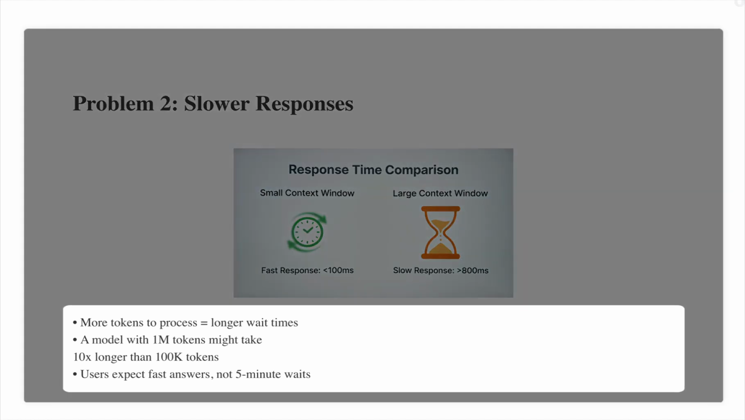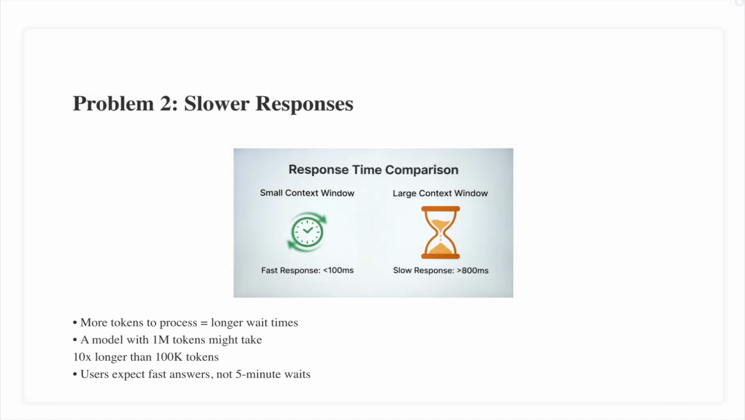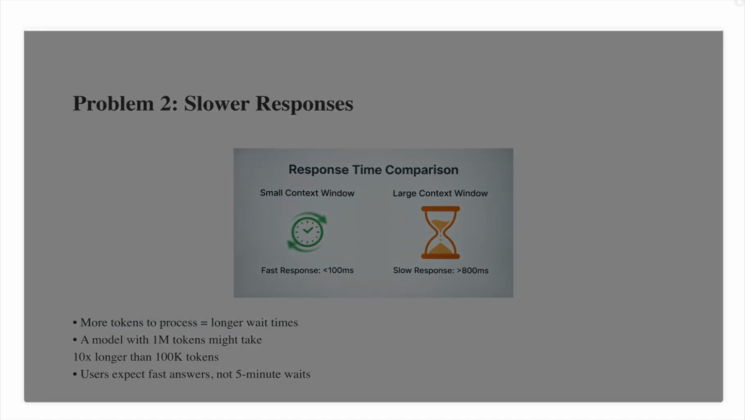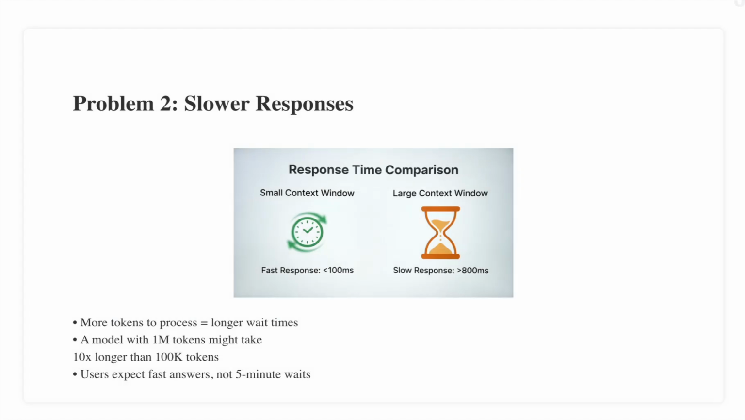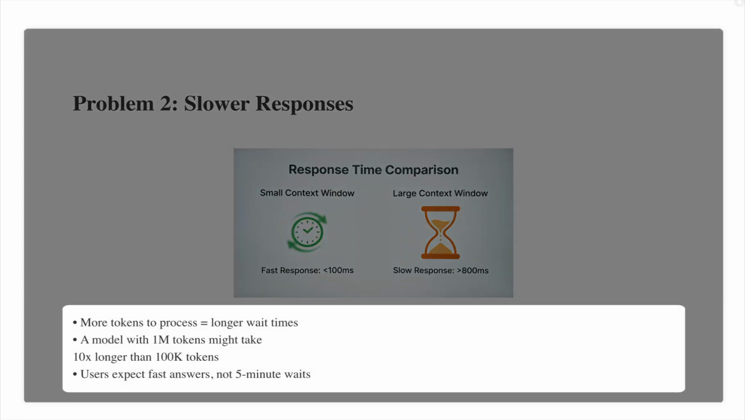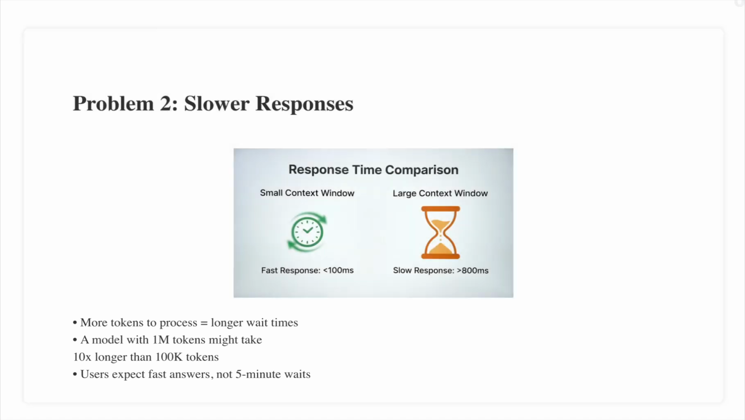To give you a concrete example, a model with 1 million tokens might take 10 times longer to respond than one with just 100,000 tokens. That's a significant difference. This image shows how processing time scales with token count. Notice how the wait time increases dramatically as we add more context. Here's why this matters. Users expect fast answers. Nobody wants to wait 5 minutes for a simple question. Speed is crucial for good user experience.